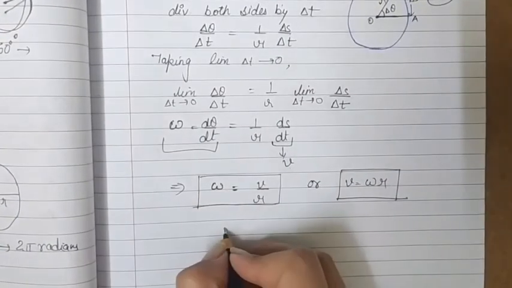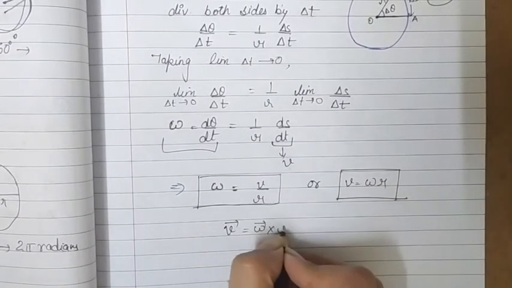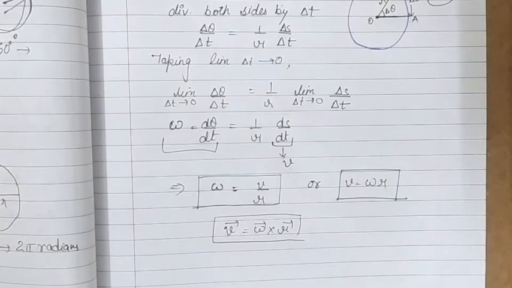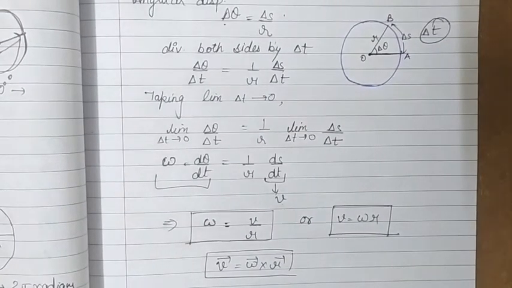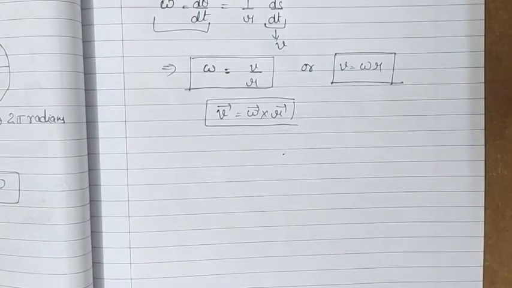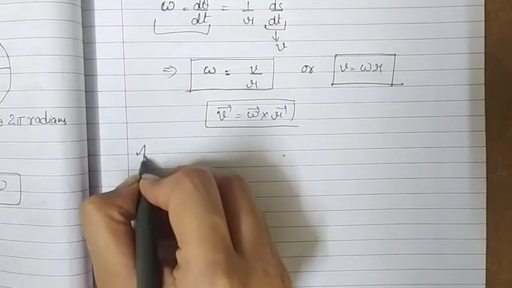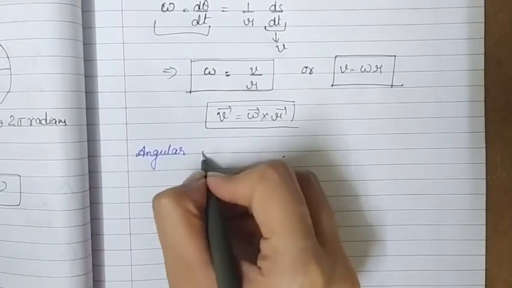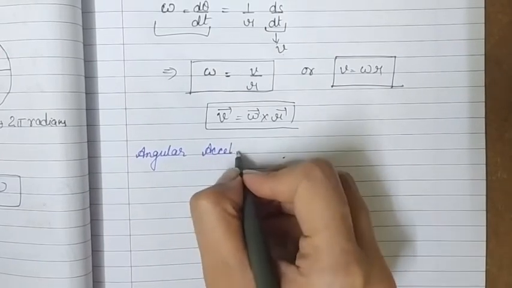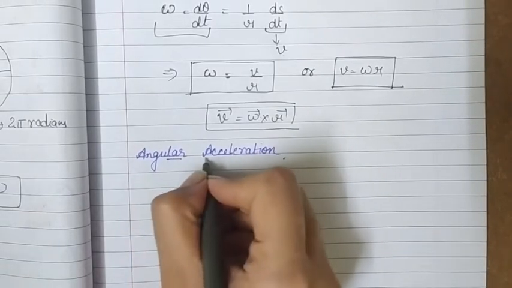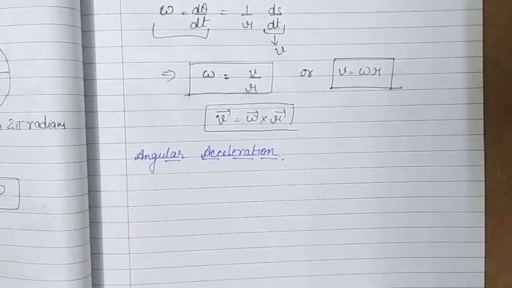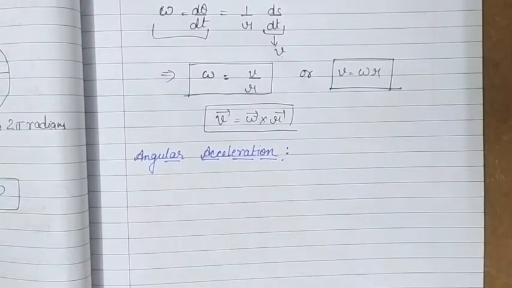In vector form, it can be written as v vector is equal to omega vector cross r vector. That means for a given angular velocity, the linear velocity of a particle is directly proportional to its distance from the center. Okay, so that was the relation between linear and angular velocity. After this, the next term that is related to circular motion is angular acceleration. Just as linear acceleration, we know that in linear motion acceleration was the rate of change of velocity of a particle in motion.